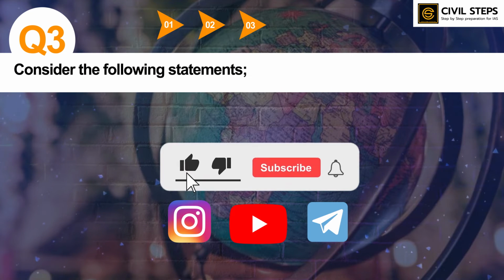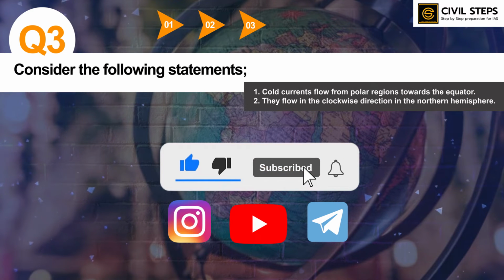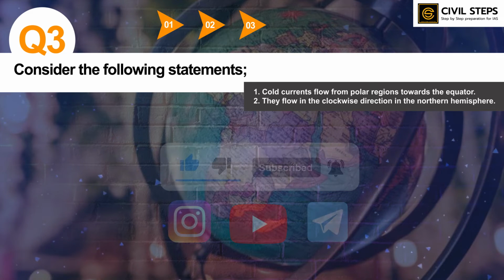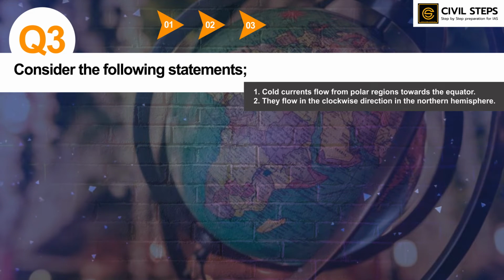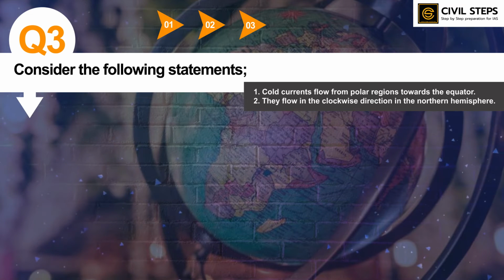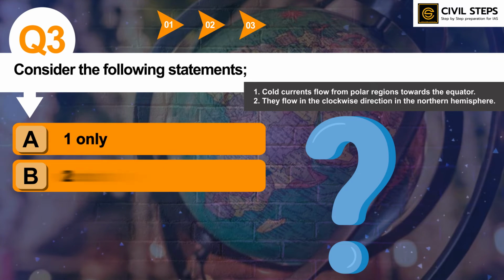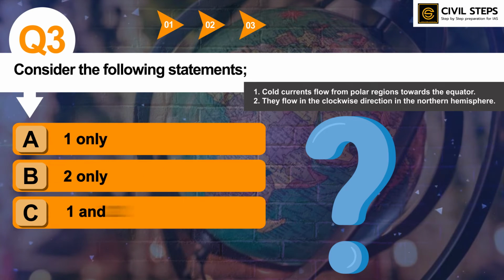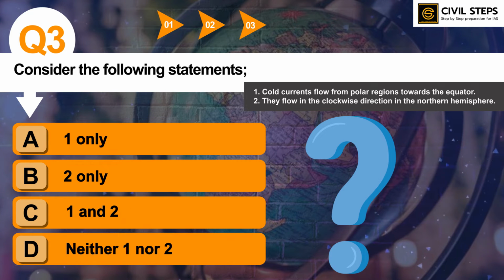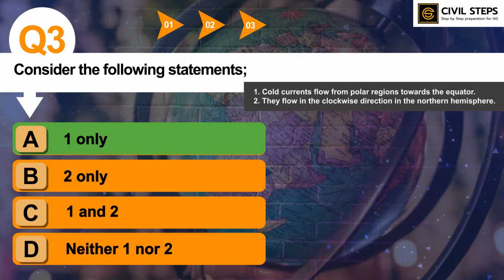Consider the following statements. First, cold currents flow from polar regions towards the equator. Second, they flow in the clockwise direction in the northern hemisphere. So which of the statements given is correct? Option A, 1 only; option B, 2 only; option C, both 1 and 2; option D, neither 1 nor 2. So you can write your answer in the comment section. I hope you have written the answer. So the answer of this question is option A, 1 only.